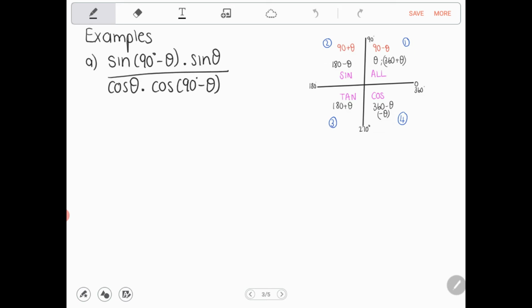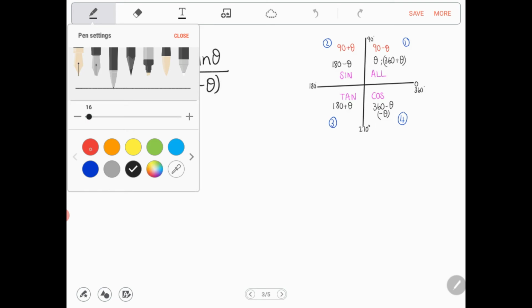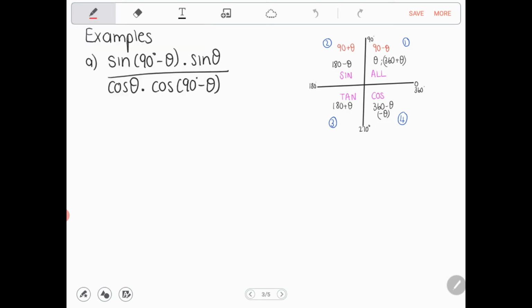I've just put a little cos diagram on the side here now. I've put the 90 plus and the 90 minus theta in red to remind me that those are going to be special. They're going to change from sine to cos or cos to sine. Alright, so we still do exactly the same as we were doing yesterday. We first start by identifying the quadrant. Okay, so can we find it on here?